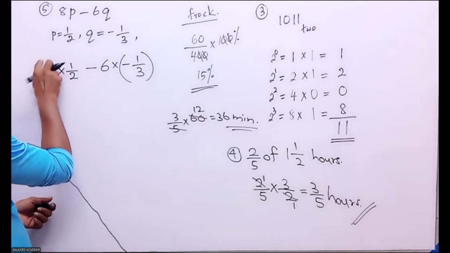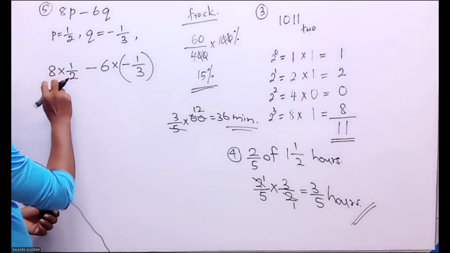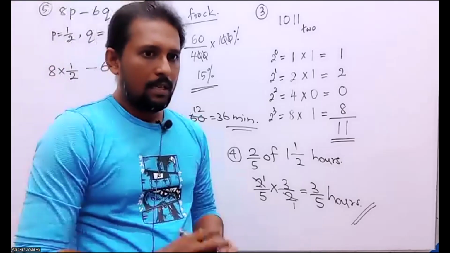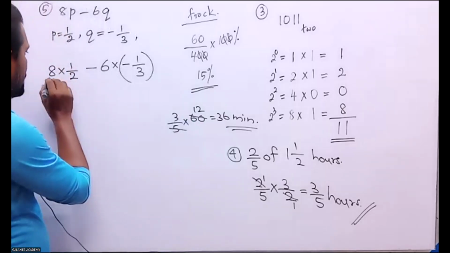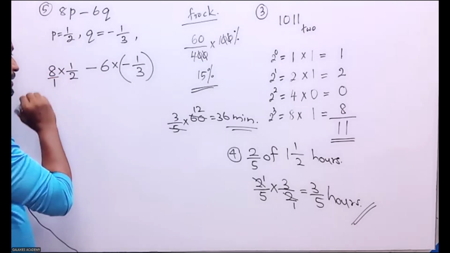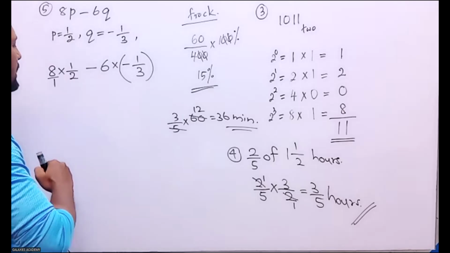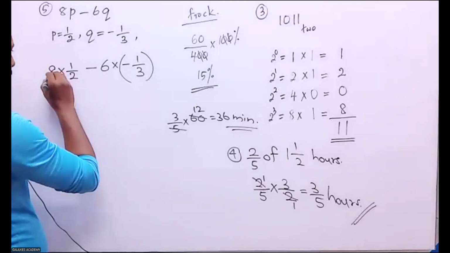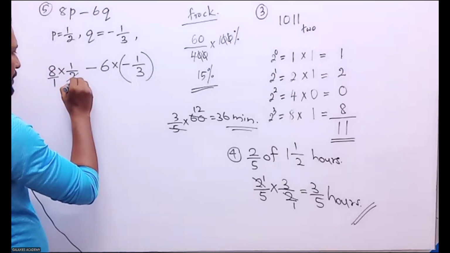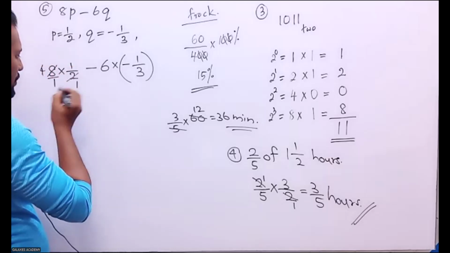First, I can simplify this part, 8 and 2. 8 is a whole number. If you want, you can write it as a fraction. It is not compulsory. If you want, you can put 1 as the denominator. Then numerators and denominators you can simplify. 2 and 8 we can divide by 2. 4 times 1 is 4. 4 over 1 means 4.